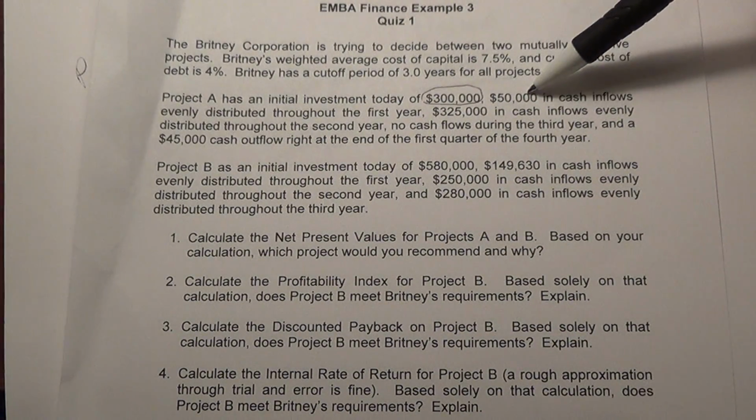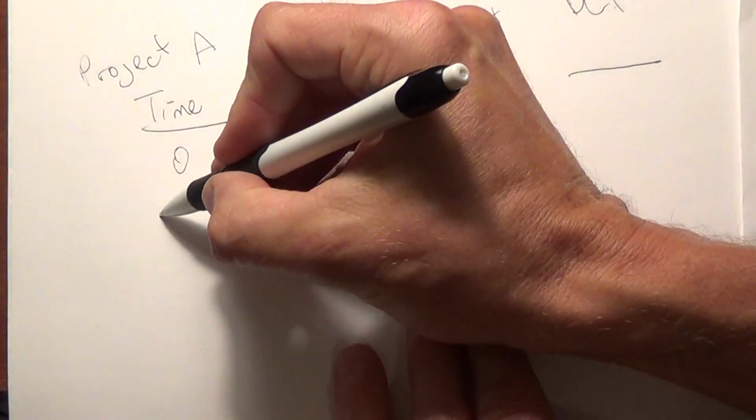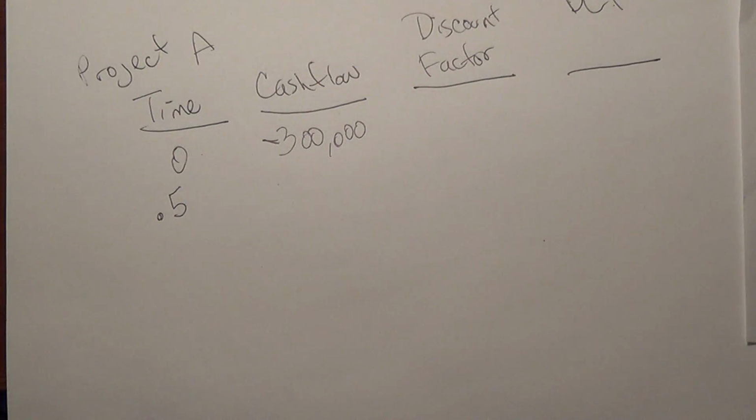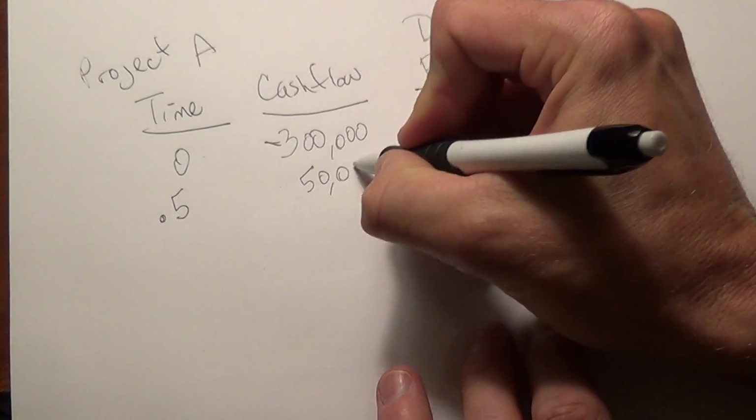So because the $50,000 is evenly distributed throughout the first year, we're not going to use 1. Instead, we're going to use 0.5. That's a good simplification assumption to make. Since we have multiple cash flows that are going to happen throughout the entire year, we'll just assume all of the cash flow happens in 6 months. That's about the same as the cash flow that's evenly distributed out through the year. And so that cash flow is $50,000.